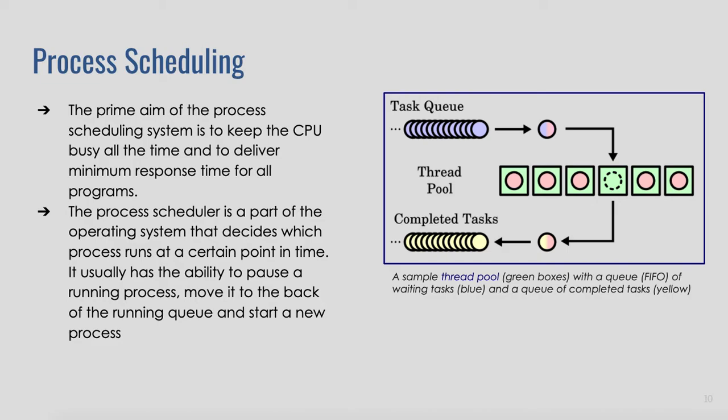So let's then talk about process scheduling. The prime aim of your computer's process scheduling system is to make sure that your computer is busy all the time to minimize the response time for all of the programs that are happening. It does this by developing a task queue, so all of the things that you need done go into the queue. When there's space available, it actions them and then adds them to the completed list. The process scheduler decides which things run and when, and it has the ability to pause things, put them back on the queue so that it can start new things that are higher priority.